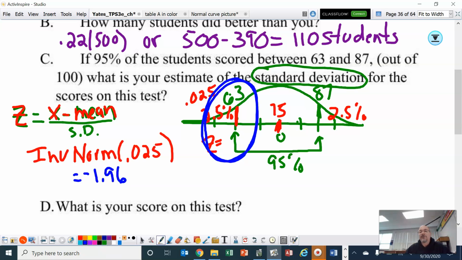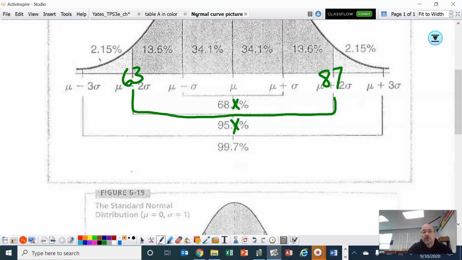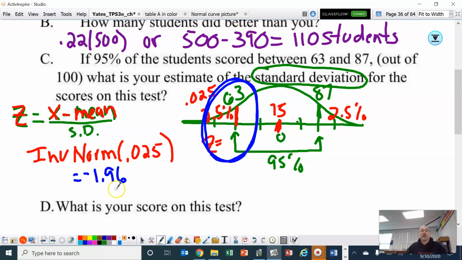All right, so negative 1.96. Now, if you really, really want to, ladies and gentlemen, you could just use the -2. Okay, there's some give and take, minor give and take here when you solve these. You could just use -2 if you want, but I'm going to be more accurate and I'm going to use the negative 1.96. Okay, so that's my z value, folks. Okay, so here we go. We're going to find the standard deviation.